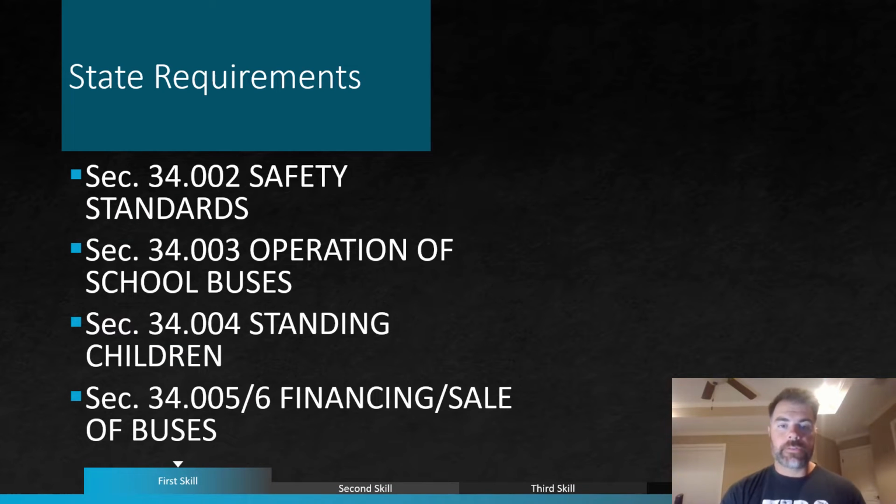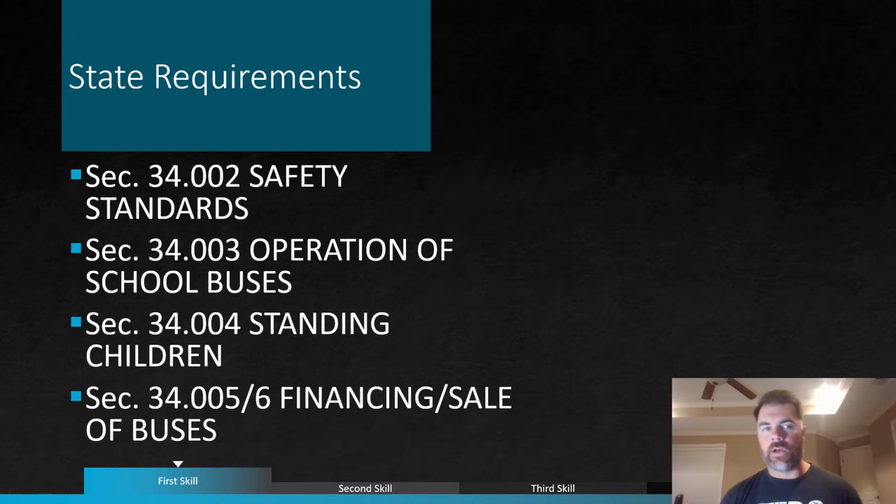State requirements. Well, if you look in the Texas Education Code, there's plenty of information out there to let you know how these operations are supposed to go. In section 34.002, it starts off with safety standards. The Department of Public Safety, with the advice of TEA, will establish safety standards for school buses used to transport students. So that's going to be in their hands.